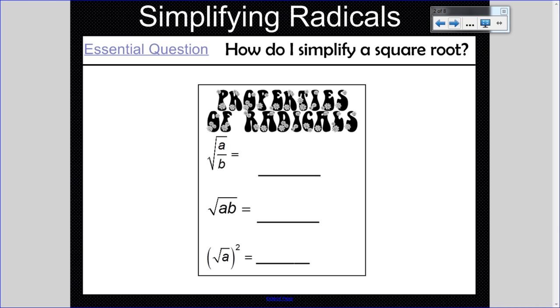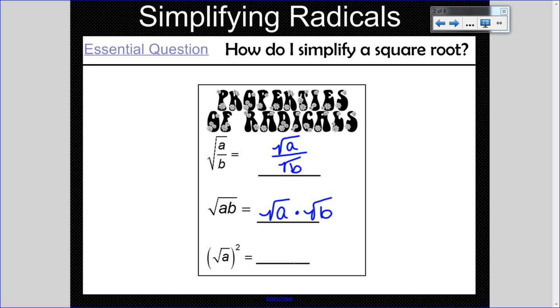So we're going to skip directly over here to some properties of radicals that I want you to write down. The square root of a divided by b can be separated into two different square roots. It can be separated into the square root of a divided by the square root of b. And so I can simplify it that way and take the square root of both pieces individually. The square root of a times b is the same thing as the square root of a times the square root of b. So I can separate it and also do those square roots individually.